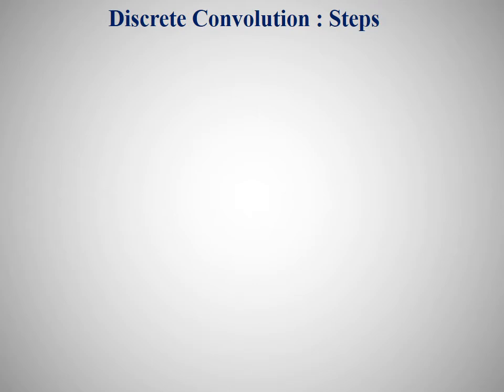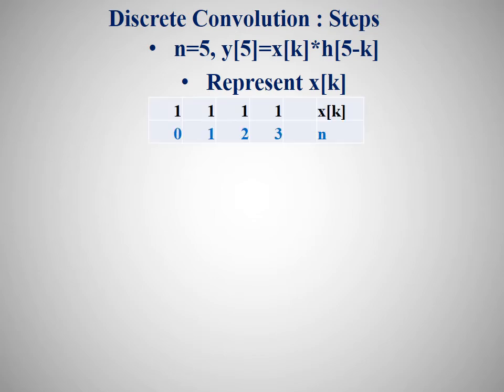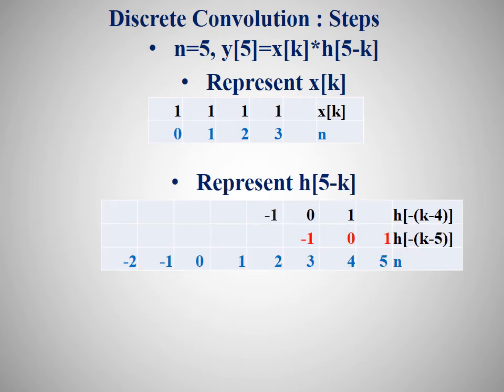Let us now try to obtain the value of y of 5, which means at n equal to 5, the expression is given as x of k into h of 5 minus k. Represent x of k, represent h of 5 minus k, and perform the convolution. Representing x of k, we get 1, 1, 1, 1 at 0, 1, 2 and 3. The major step is representing h of 5 minus k, which is as usual done by taking the values from the previous case, which means from h of 4 minus k or h of minus of k minus 4, which was obtained in the previous case at 2, 3 and 4, at minus 1, 0 and 1.